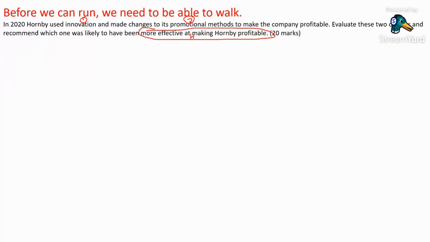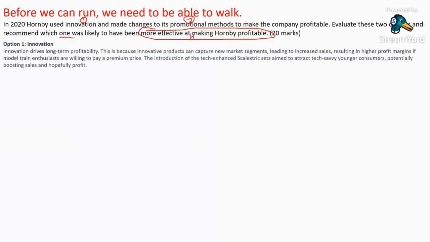We know that we have to choose: one is likely, I can't say both of them are brilliant, do both, or both of them are equally potentially effective at generating profit. We need to choose one that is more effective. And remember, that does not mean I recommend they choose this one. Well, you're not answering the question. On to our first one.